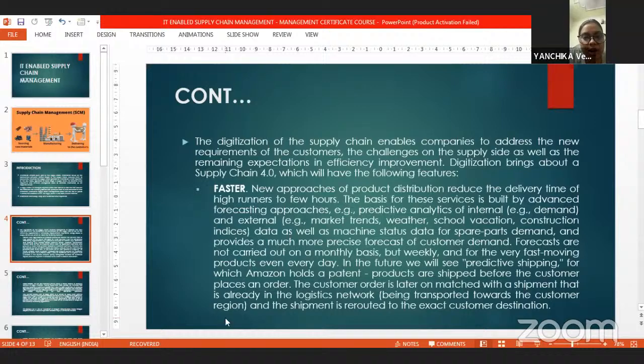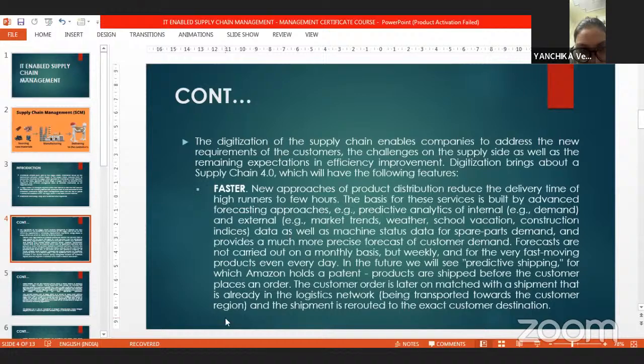Which will have the following features: faster, new approaches of product distribution reduce the delivery time of the high runners to a few hours. The basis of this service is built by advanced forecasting approaches, for example predictive analysis of internal data, for example demand, and external data, for example market trends, weather, school vacations, construction, as well as machine status data for spare parts demand, and not carried out on a monthly basis but weekly. And for the very fast moving product, even every day.